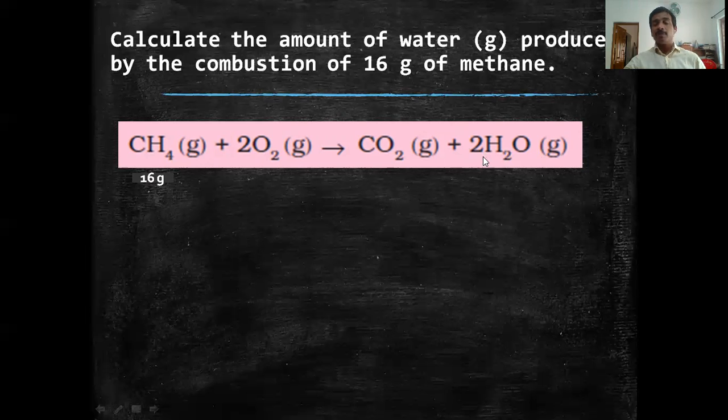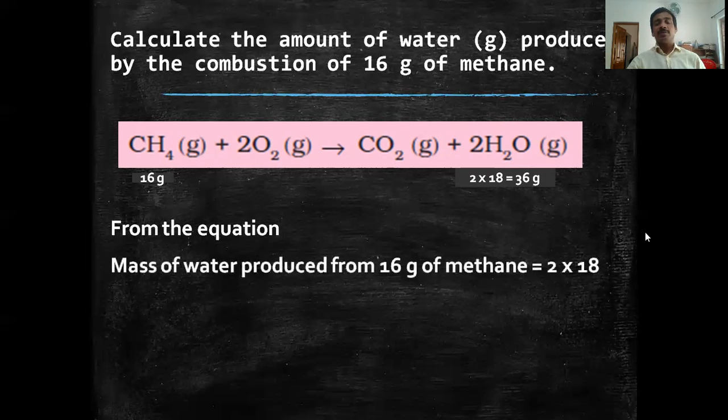How many grams of H2O formed? 18 is the mass of one H2O. So 2 into H2O, 2 into 18, that is equal to 36 grams. This is the information that we are getting from this balanced equation. And based on this, we can write down the answer. From the equation, it is very clear that the amount of water produced from 16 gram of methane is equal to 2 into 18. That is equal to 36 grams. Very simple calculation. Okay, we can try another.